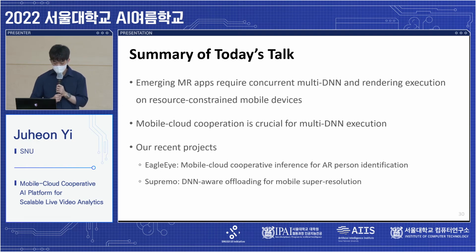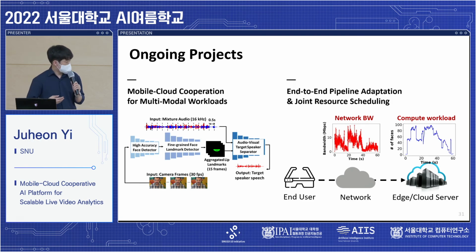As a summary of today's talk, emerging MR applications require concurrent multi-DNN and rendering execution on resource-constrained mobile devices. And to execute these kinds of workloads, mobile-cloud cooperation is very crucial. I am working on many projects to realize my goal, and I am continuing my work to realize my vision.